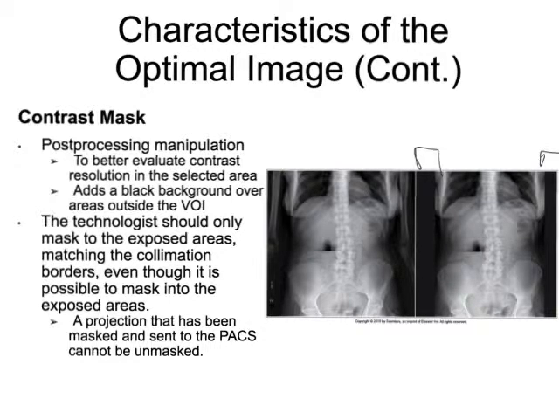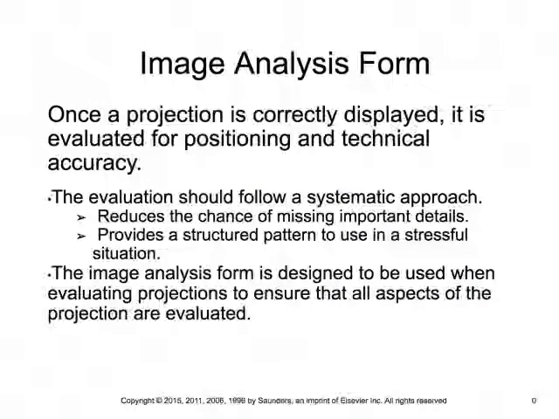And be very, very aware that if a projection has been masked and it's sent to PACS that way, it cannot be unmasked. So depending on the facility, it may be appropriate to send both the unmasked and the masked image so that the physician knows that, hey, there was additional anatomy shown on this projection, but I've sent a masked image just in case the contrast was affected by the way that the image was. Of course, the way to prevent this, period, is to collimate appropriately.